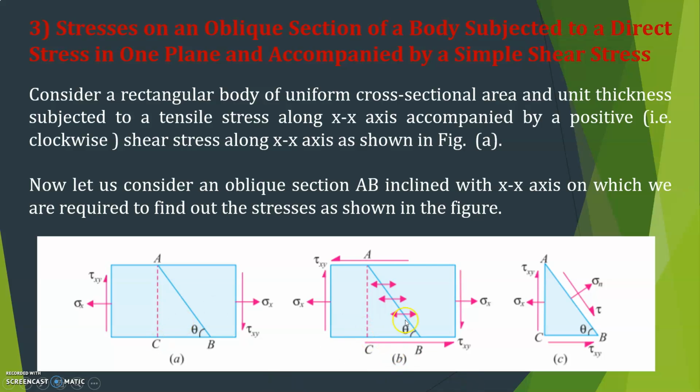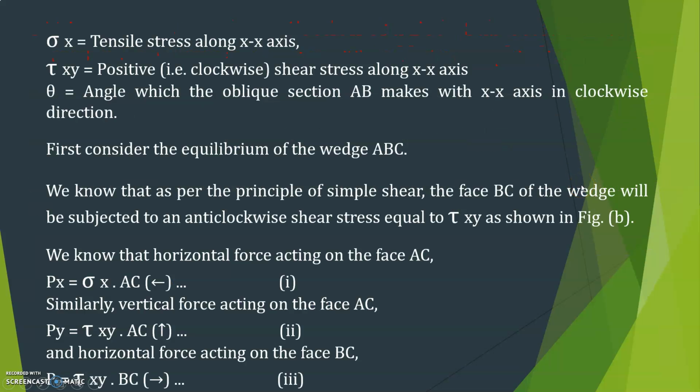How are stresses developed in this case? The stresses are developed like this, and finally this is the normal stress and this is the tangential or shear stress. It is the usual procedure; you have to do the derivation. Let us consider sigma x as tensile stress along the x-axis, and tau xy positive in the clockwise direction, anti-clockwise being negative shear stress, and theta is the angle which the oblique section AB makes with the x-axis in the clockwise direction.